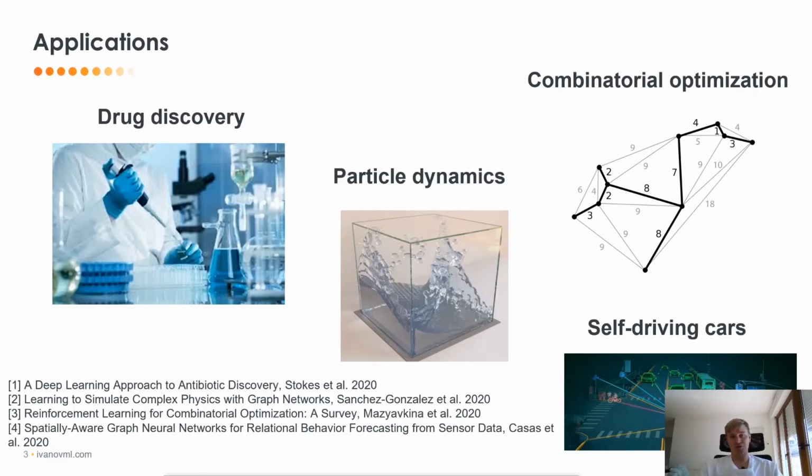Now, let's talk about applications or some success stories of graph neural networks in the last years. First of all, we have seen that we can apply GNN to develop new drugs, new medicine, and new antibiotics, for example. You can apply GNN to predict the dynamics of the particles, for example, the particles of the water. You can also apply GNN together with state-of-the-art solvers that solve combinatorial optimization problems such as TSP or MaxCut. And finally, we can use GNN to predict the behavior or the dynamics of the pedestrians and other cars for autonomous driving.